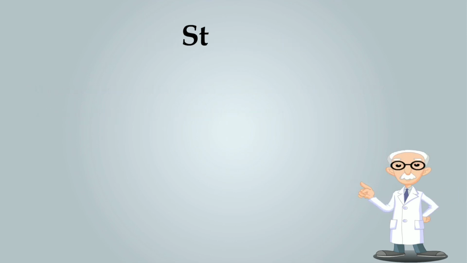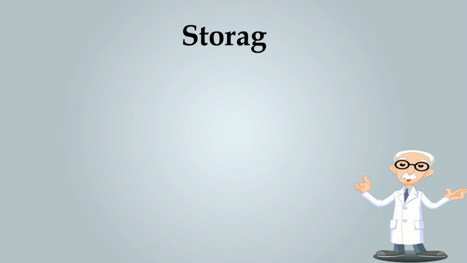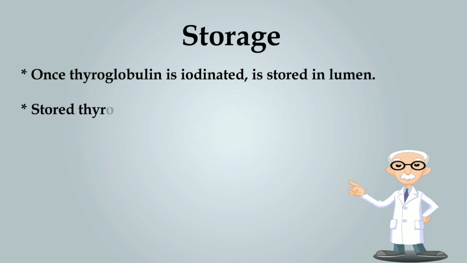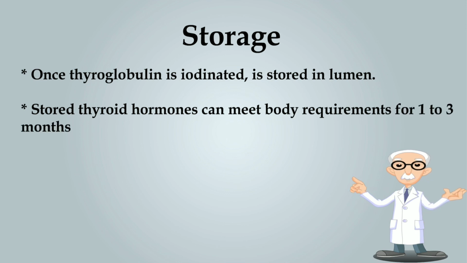The final step is storage of thyroid hormones. Once thyroglobulin is iodinated, it is stored in the lumen. Stored thyroid hormones can meet body requirements for 1 to 3 months. They are transported via thyroxine-binding globulins or in free form.